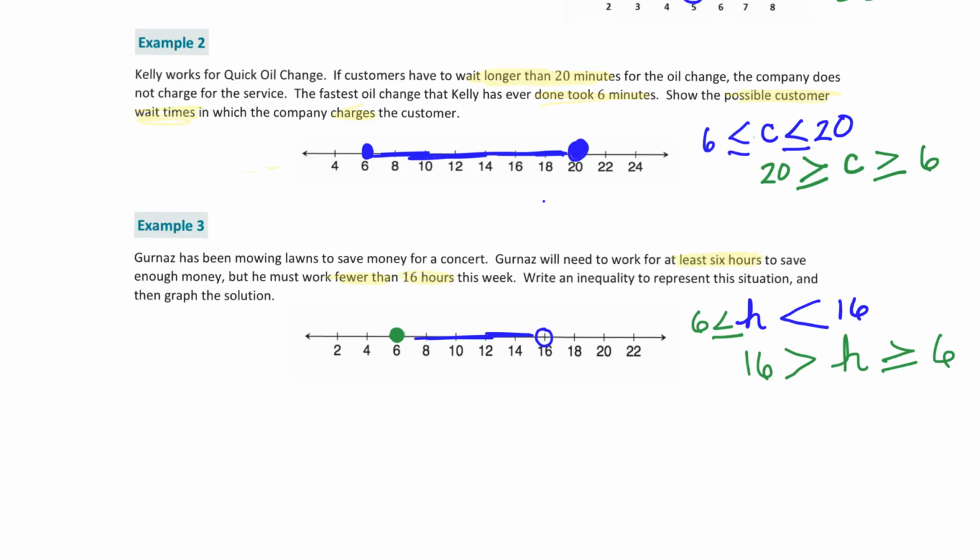And if you look at your symbol here, it says that 6 hours can be included, but it has to be more, and 16 hours has to be less, and 16 is not included. So if you notice, for at least 6 hours, we have the circle colored in, and then 16 hours was not included, so we don't have the line on the bottom, and your circle is empty.